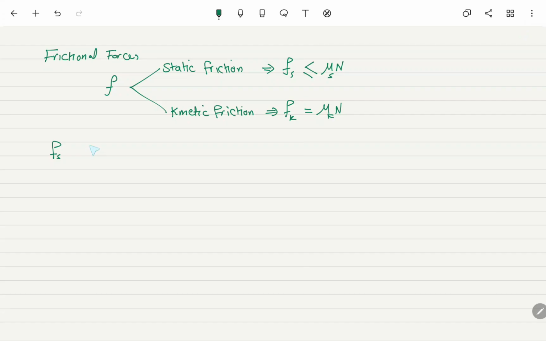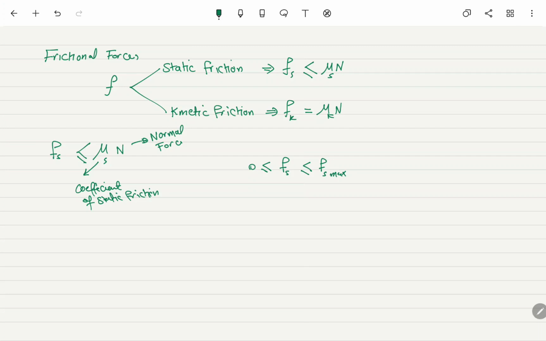So Fs is less than or equal to mu s n. By the way, mu s here is the coefficient of static friction, and n here is the normal force. This is the normal force, and this is the coefficient of static friction. Remember, Fs here is greater or equal to 0, less or equal to Fs max.